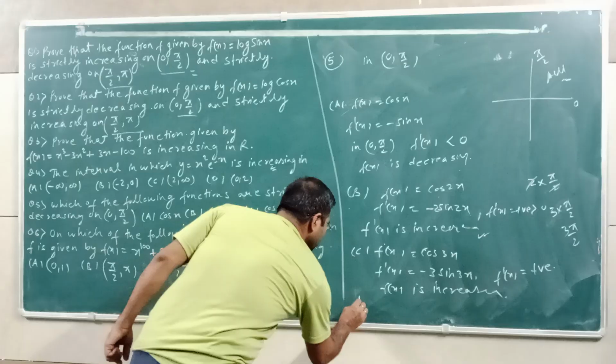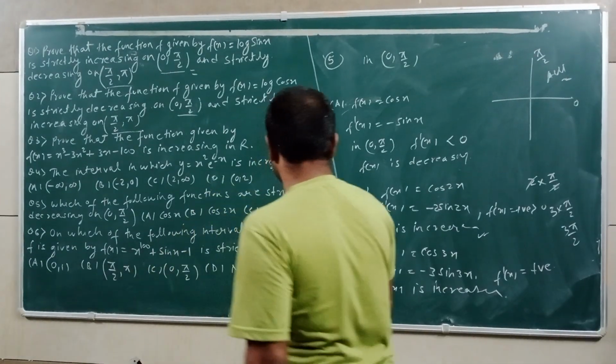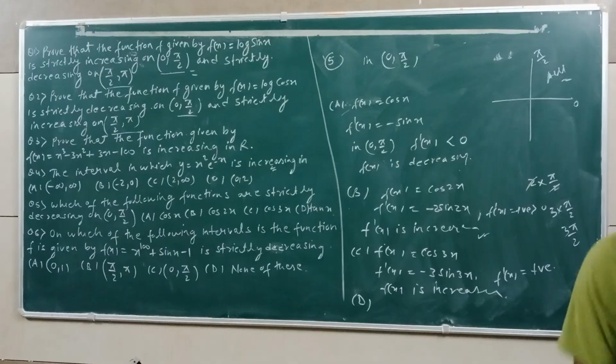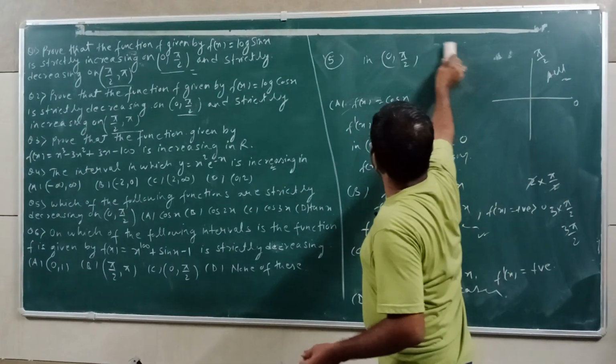Now D, tan x is there. So for writing the solution I have to erase. I hope you have noted down here.